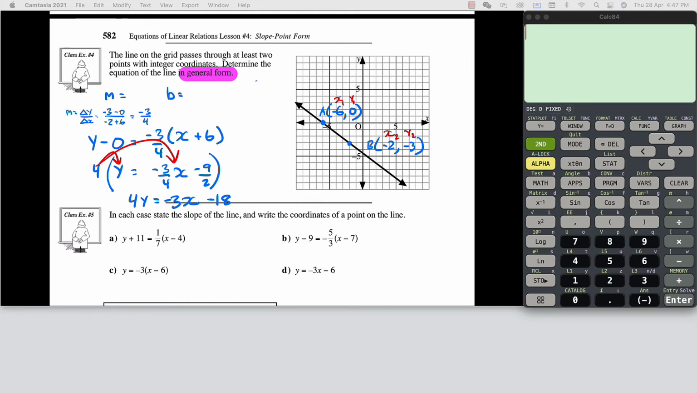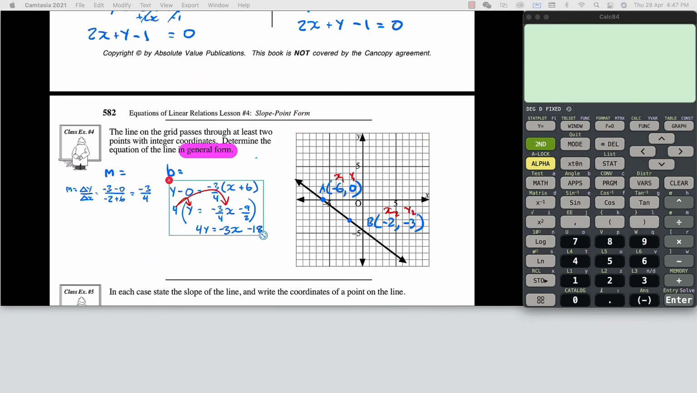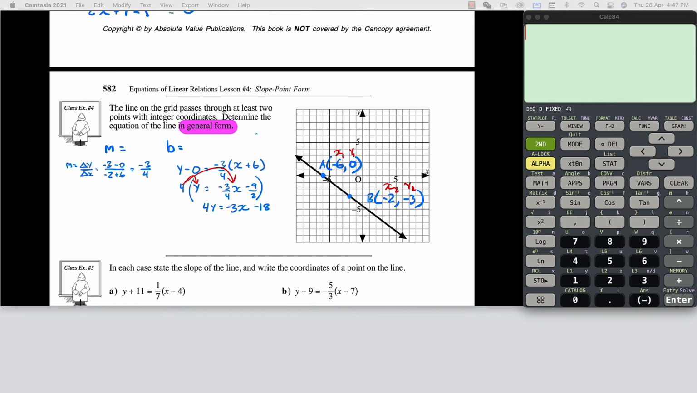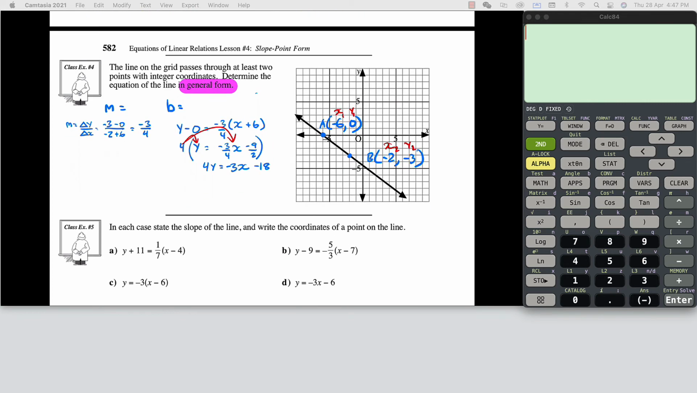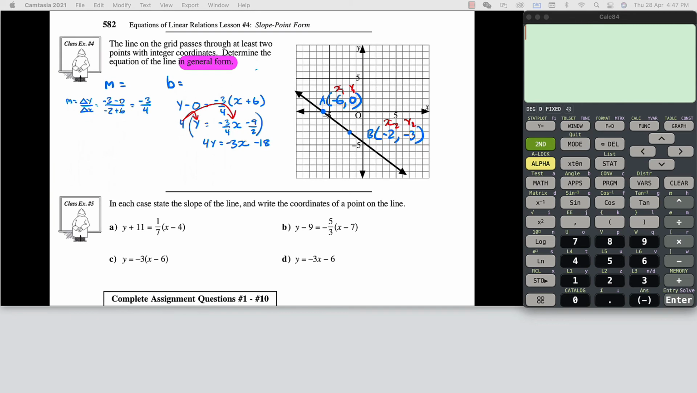Okay, so I'm just going to have to make this a little bit smaller so we've got some room to work. Okay, so in this case, we're almost there. I just need to add 3x to both sides and add 18 to both sides and put it into the correct order, which is going to be 3x plus 4y plus 18 equals, and don't forget everything on the right hand side will cancel out, so it's going to equal 0, and that is our final answer.